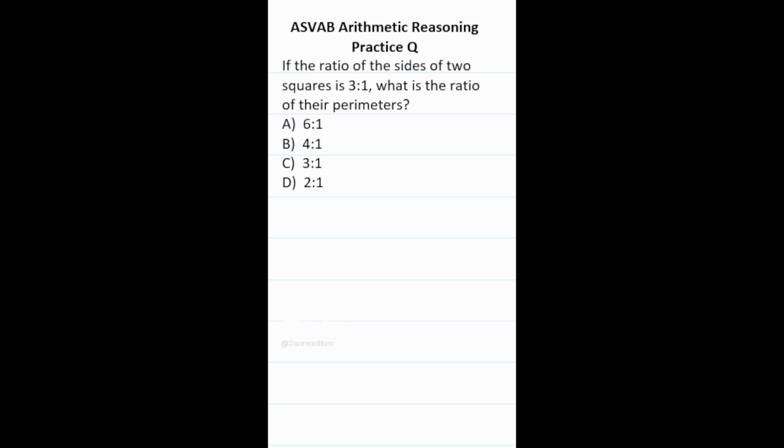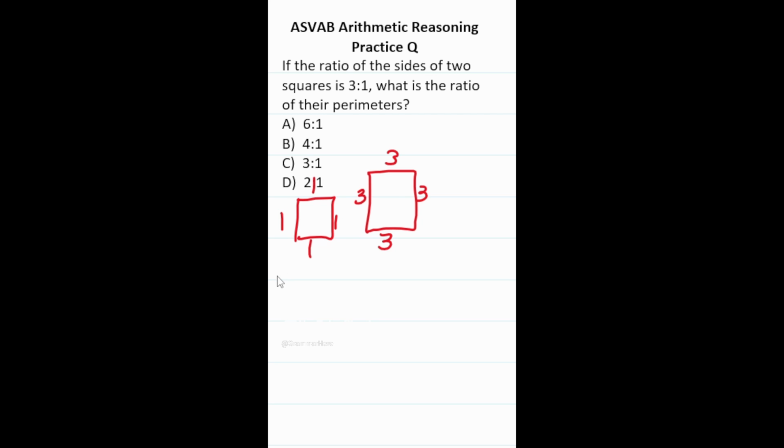For this arithmetic reasoning practice test question for the ASVAB and PiCAT, we're comparing 2 squares. So if it's helpful, you can go ahead and make a quick sketch. We're told specifically that their side lengths have a ratio of 3 to 1 or 1 to 3. So that means this could be 1, this could be 3. Well, you should know that in squares, all the sides are equal. So if this is 1, this is 1, this is 1, this is 1. If this is 3, this must be 3, this must be 3, and this must be 3.